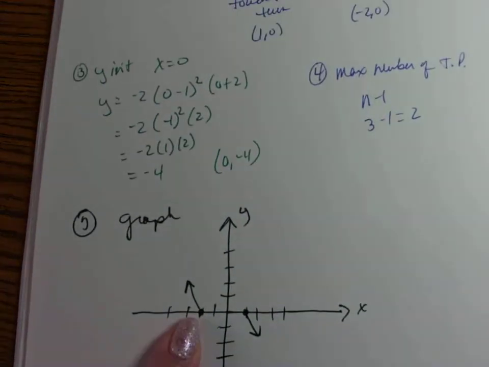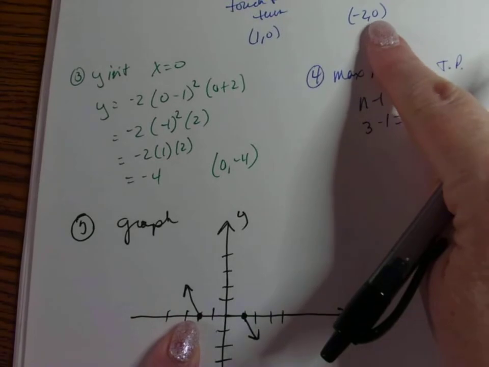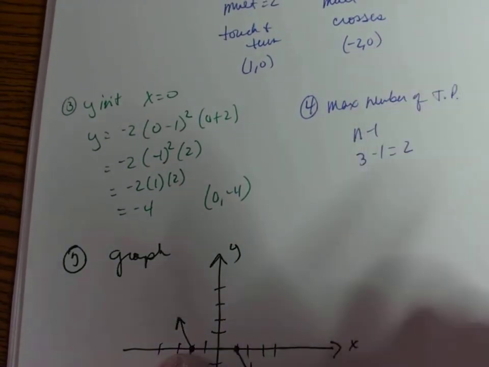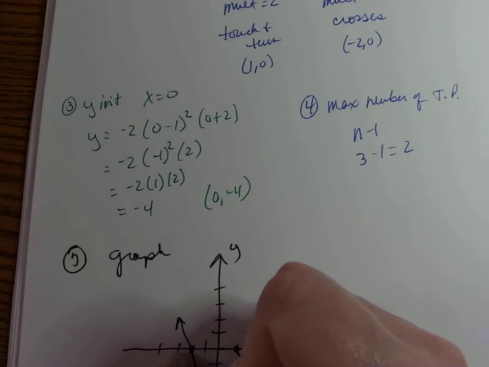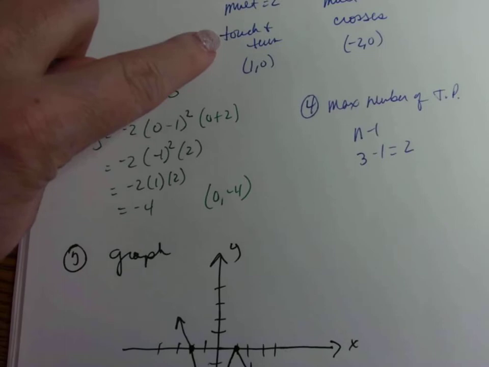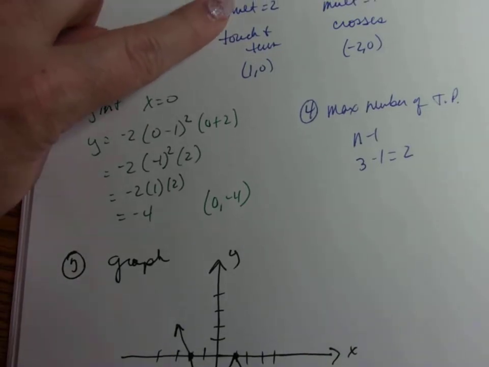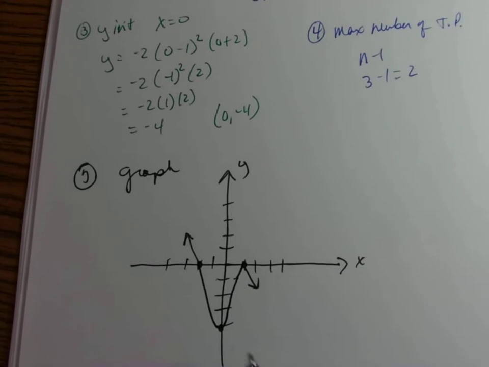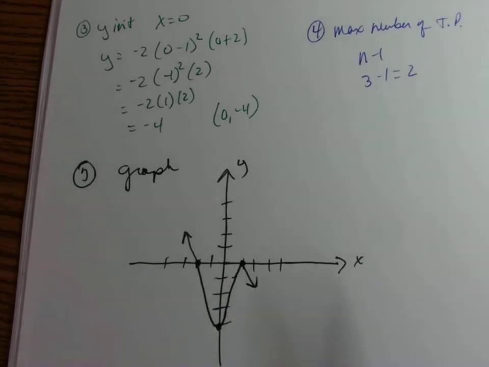Now at our x-intercept at -2, we discovered it would cross. So it's going to come down, and then it's going to come back up, and it'll go up to the other graph point of x equal to 1, our other intercept, and it's going to touch and turn. And you can see we changed directions once, changed them twice. Maximum number of turning points. So there's our graph.